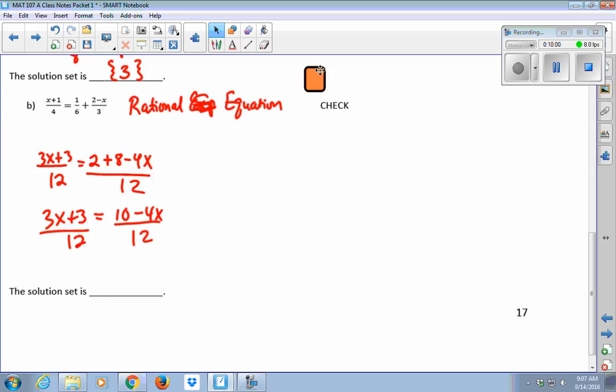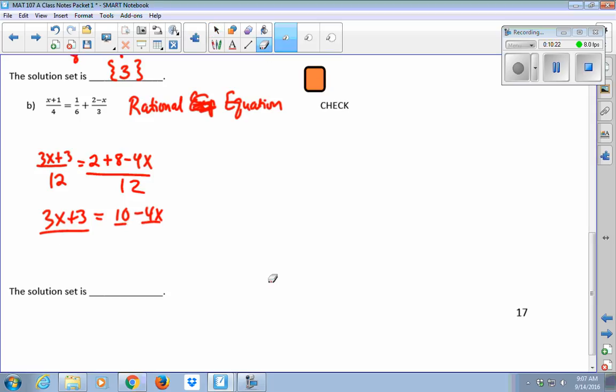Do you see that the only way this left side is going to equal this right side is for you to find the value of x that makes the two numerators equal? Do you understand that? Do you see that the denominators are already equal? 12 equals 12, right? There's nothing to solve there. You don't need it.